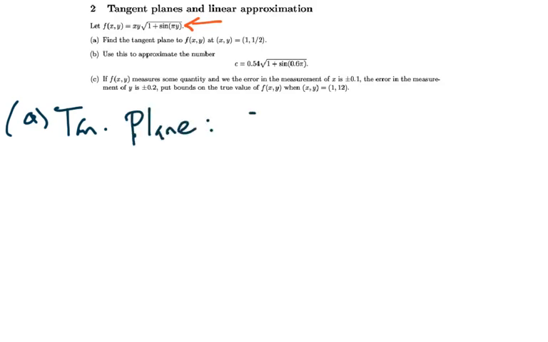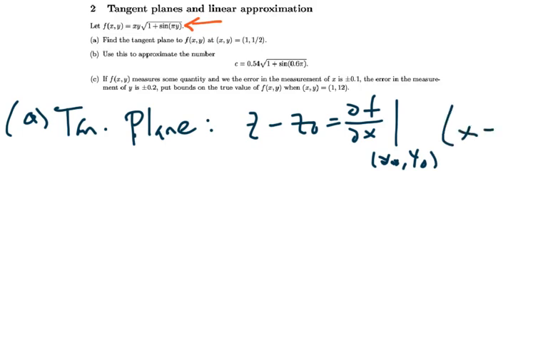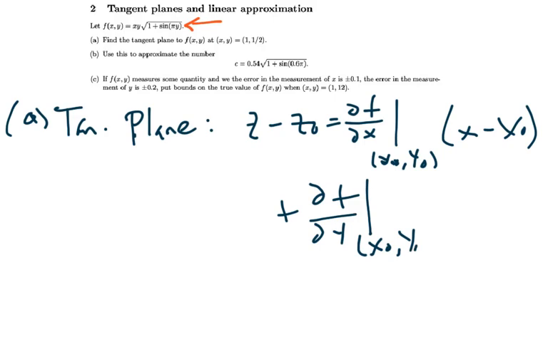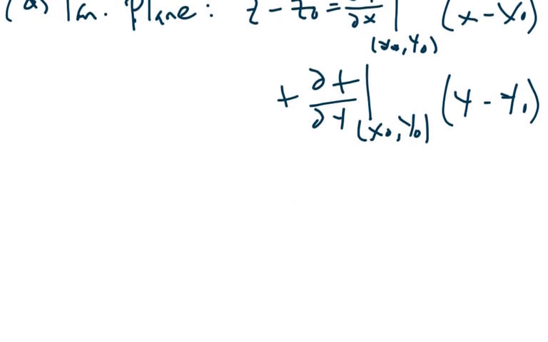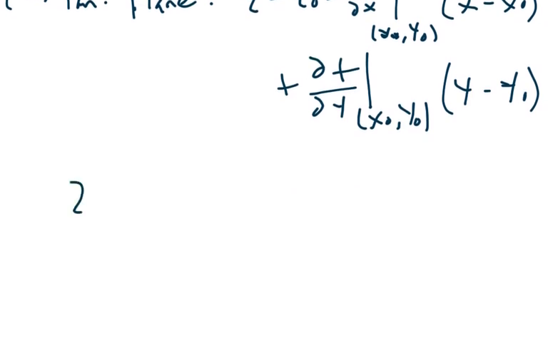It looks like z minus z0 is equal to df dx at x0, y0, times x minus x0, plus df dy at x0, y0, times y minus y0. So let's find each of these components. So first let's find z0.